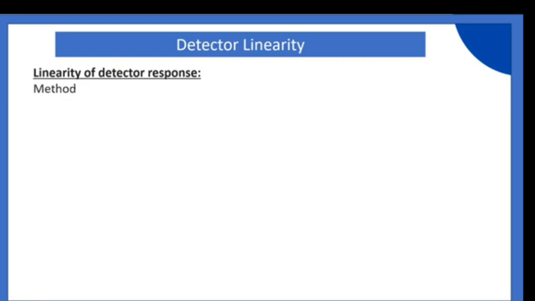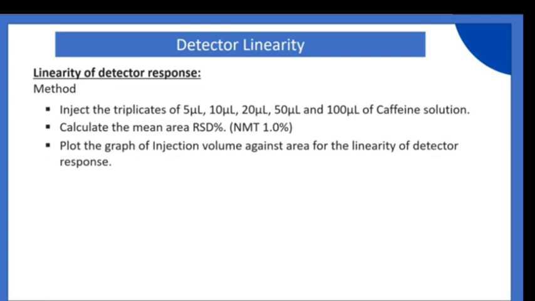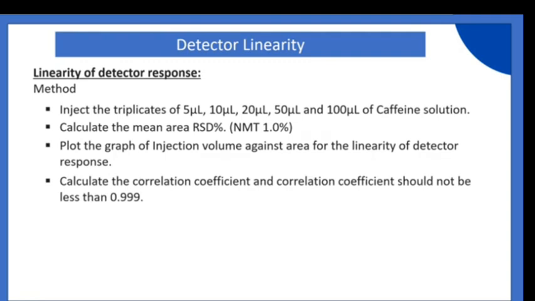Method for linearity of detector response. Inject triplicates of 5 microliter, 10 microliter, 20 microliter, 50 microliter and 100 microliter of caffeine solution. Calculate the mean area and percentage RSD, and percentage RSD should not be more than 1.0 percent. Plot the graph of injection volume against area for the linearity of detector response. Calculate the correlation coefficient, and it should not be less than 0.999.